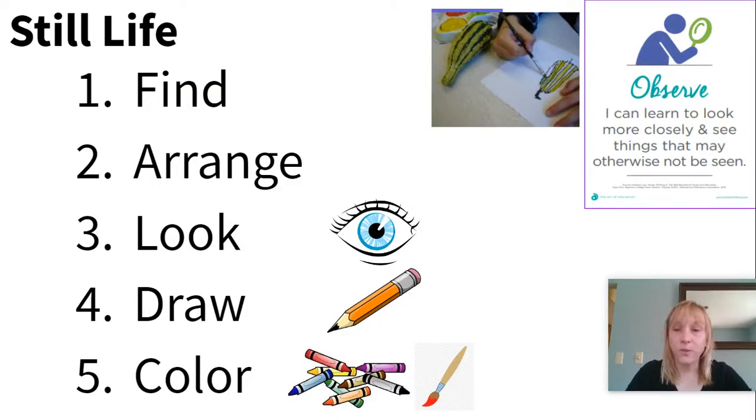So first, you're going to find some objects that you want to draw. It might be your favorite stuffed animal. It could be some food from the kitchen. It could be whatever you can find at your house. Then arrange the objects in some kind of interesting way.